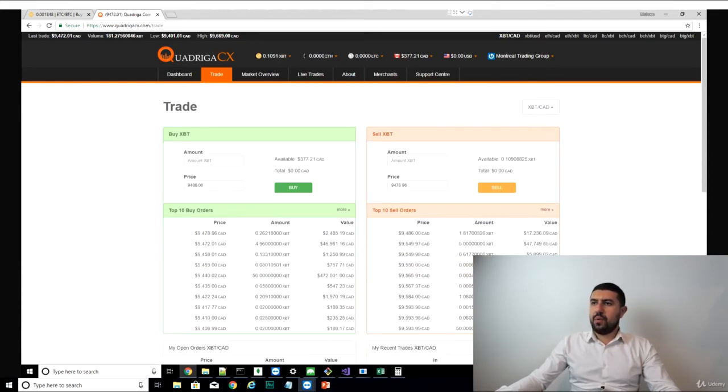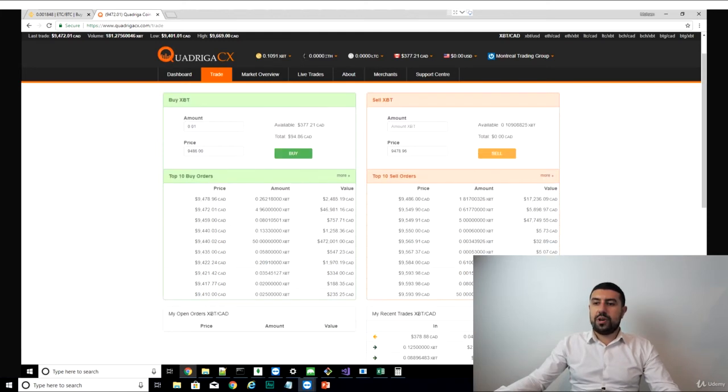Okay, so let's say I want to use $100 to buy some Bitcoins, and I'll use the rest to buy some Ethereums because I already have 0.1 Bitcoin here, which is about 700 US. So let's say I want to buy Bitcoin, and I'll buy 0.01. So I'll buy for about $100. Total 94 Canadian, and I have 377. What price do I want to buy at? Well, you know what? Let's put it with this guy. Let's put it at that price.